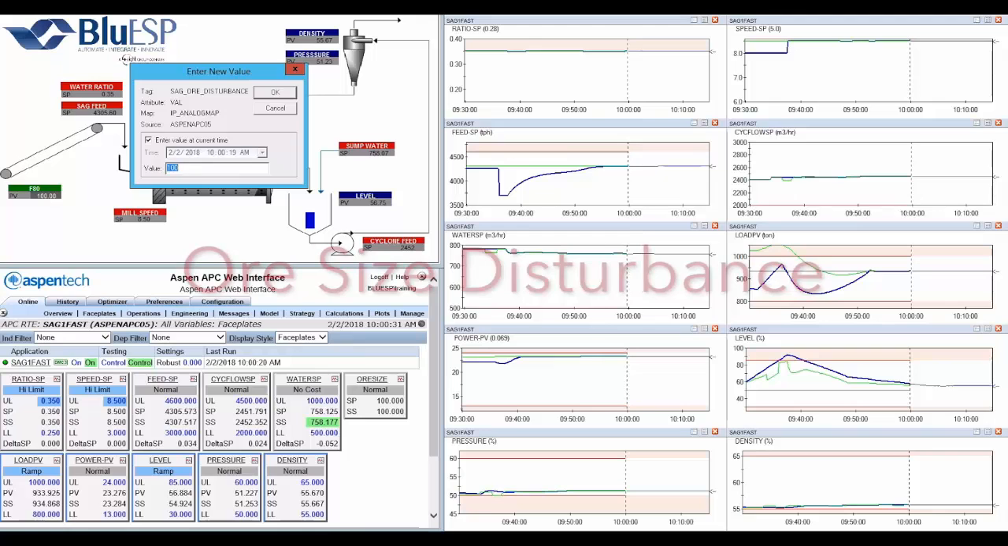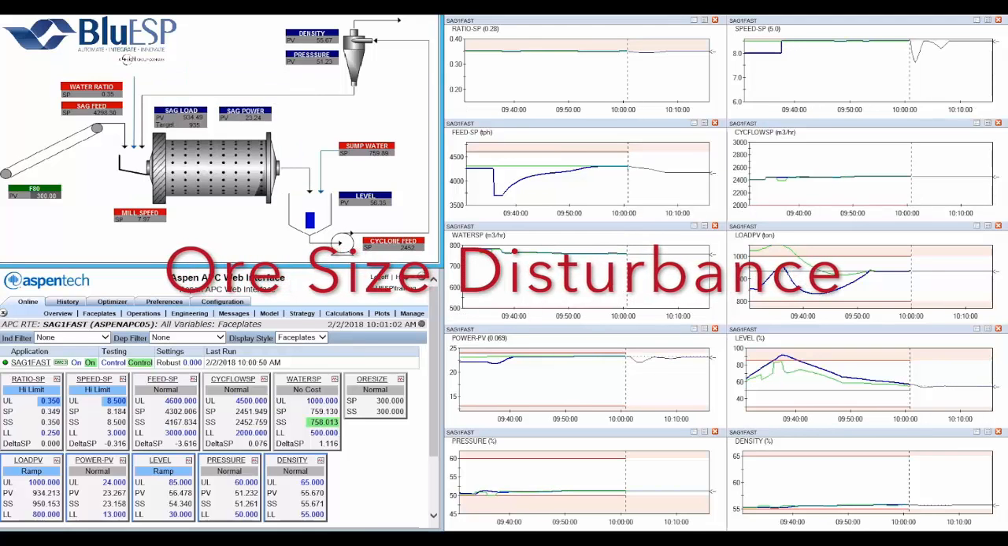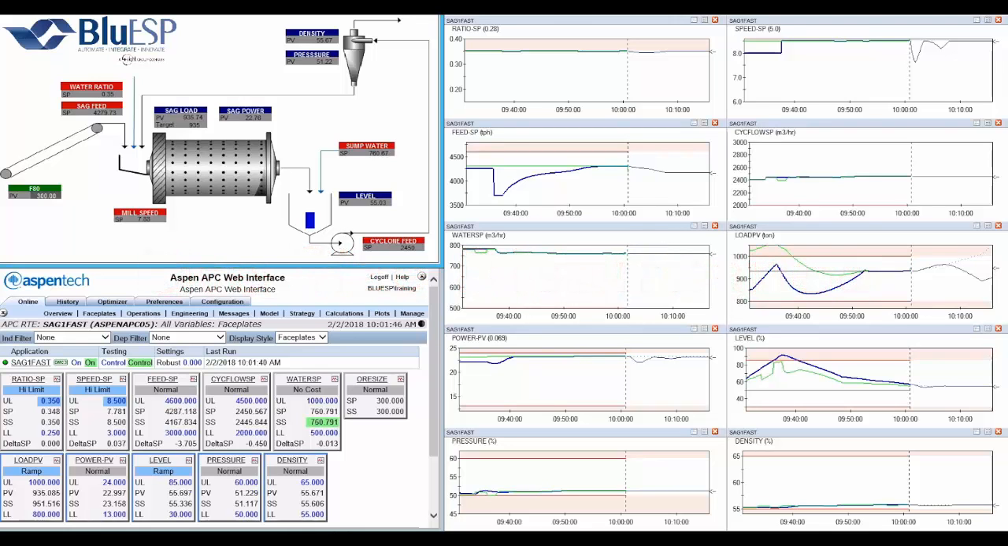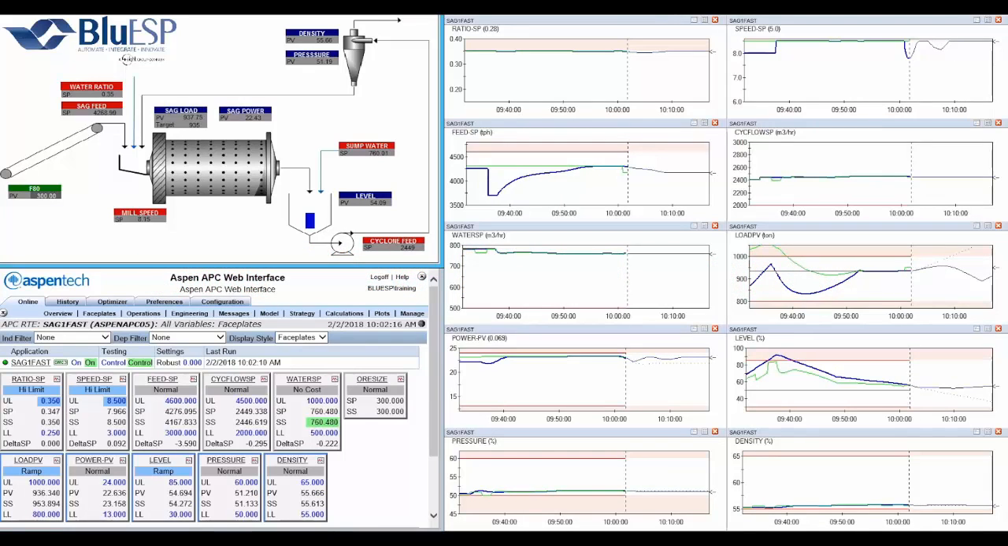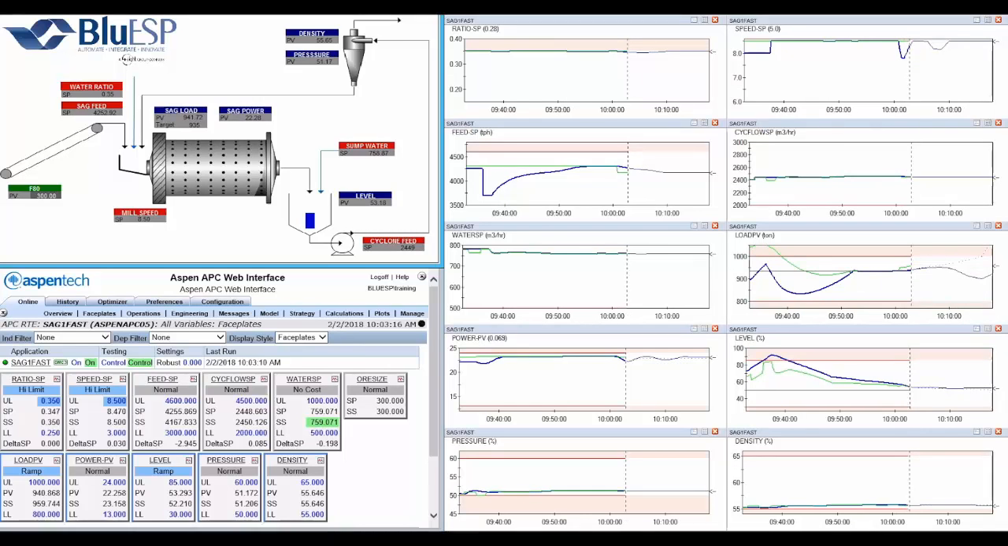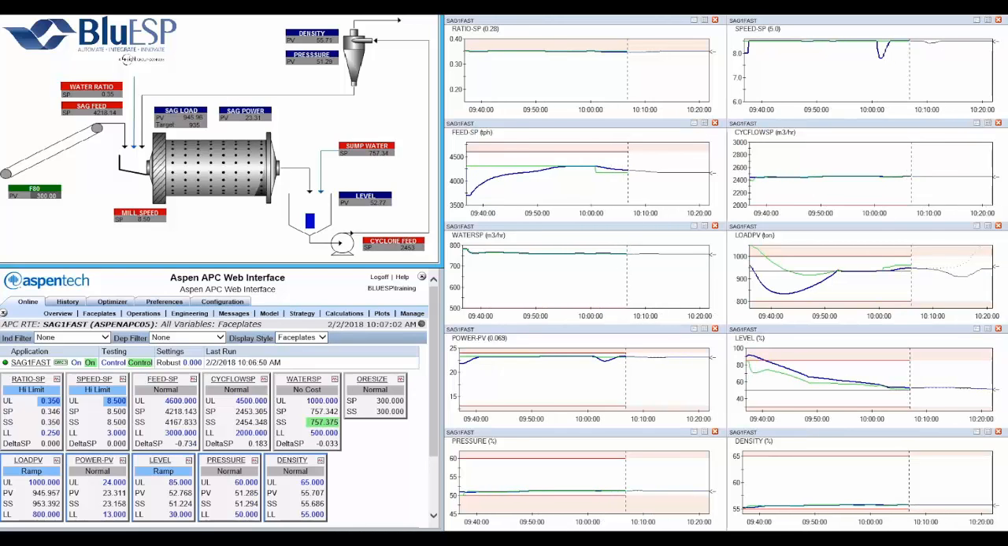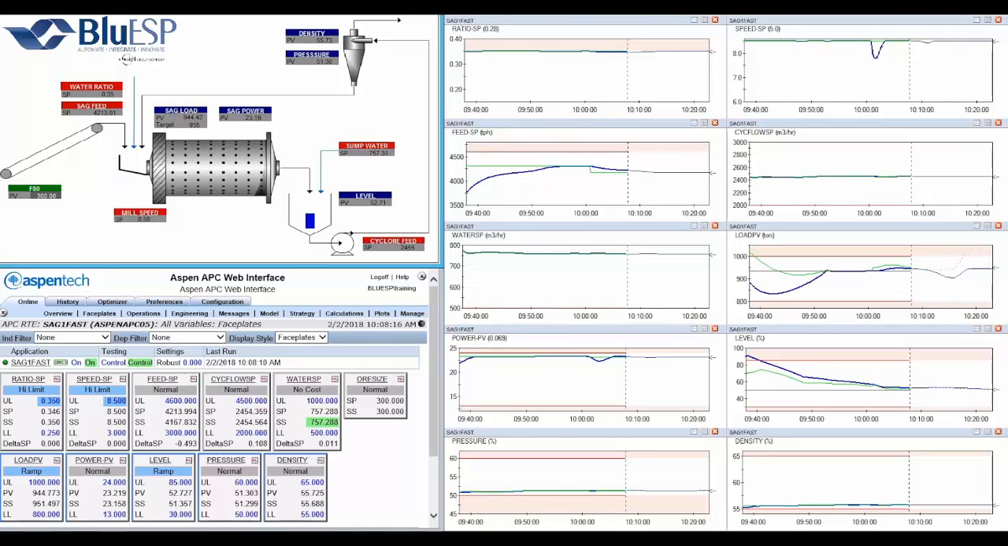The mill stabilizes, and a new ore feed size disturbance is introduced. This time, it is an increase in the ore size distribution, leading to the mill load increasing. The RTC&O changes the mill speed and feed to reject the disturbance.